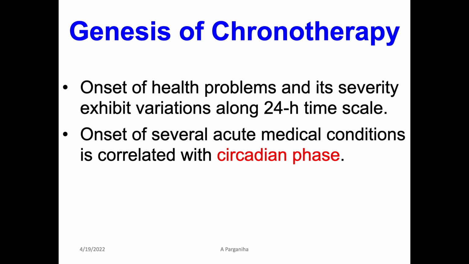So how did this concept of chronotherapy evolve? It has been seen that the onset of health problems and its severity exhibit variations along a 24-hour time scale. The onset of several acute medical conditions is correlated with the circadian phase. It means the severity is time dependent. At one time point, the severity of a health problem may be maximum, at another time point it may be minimum.